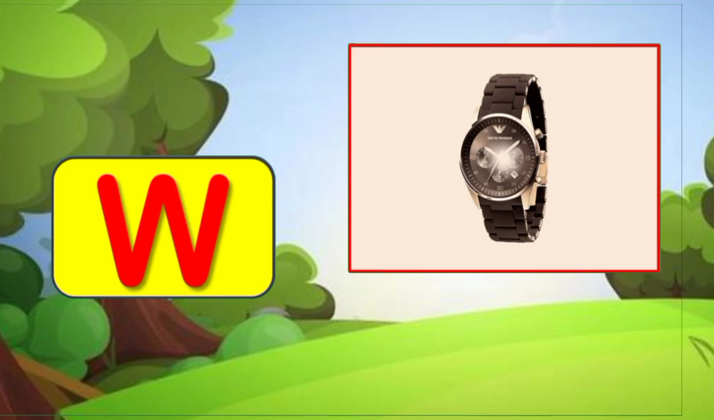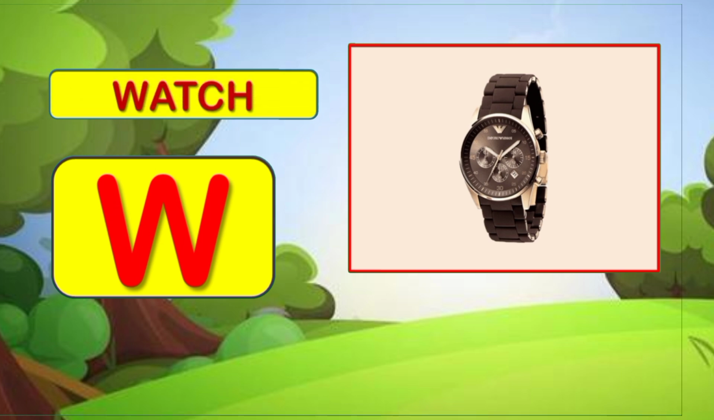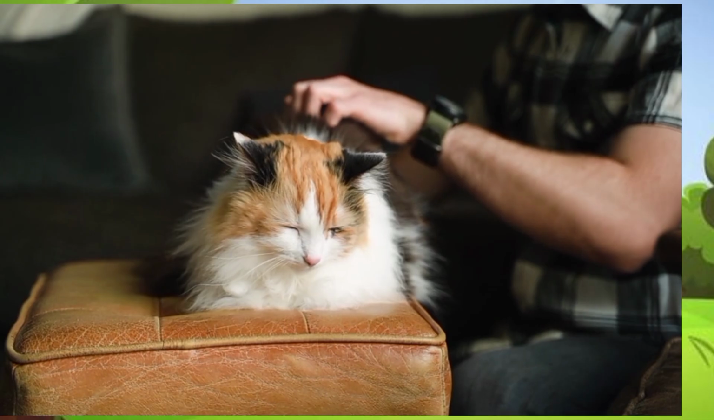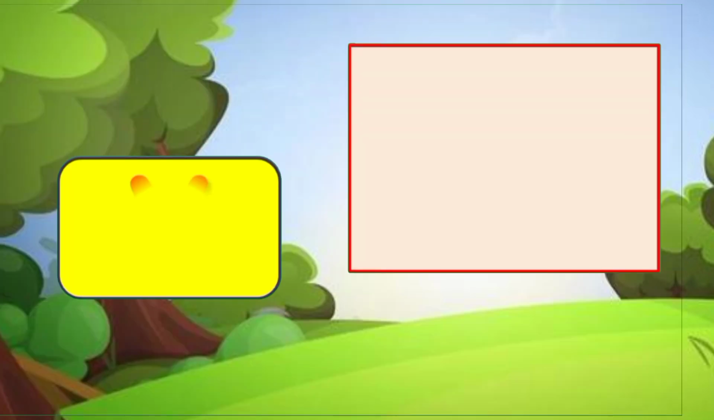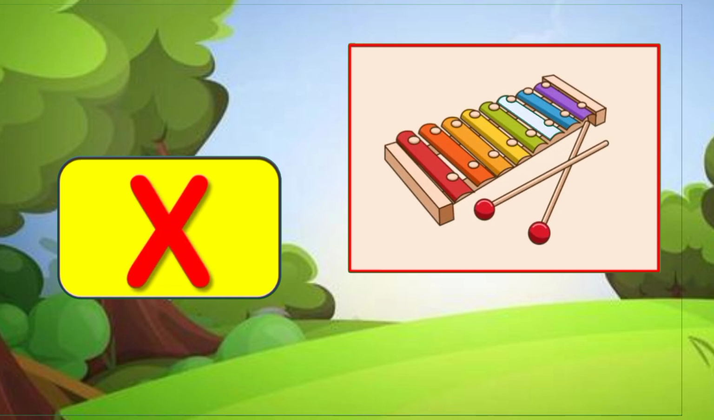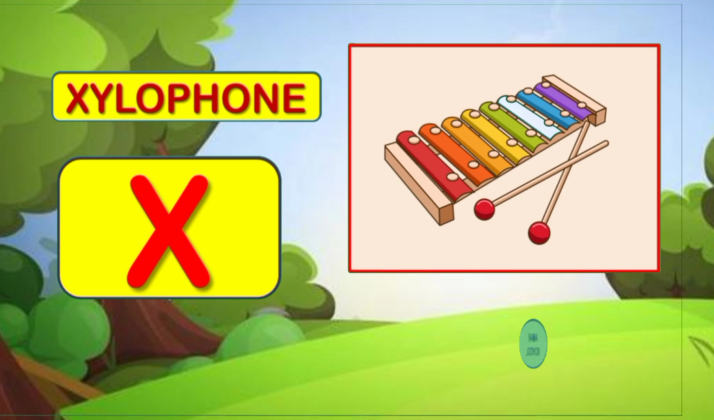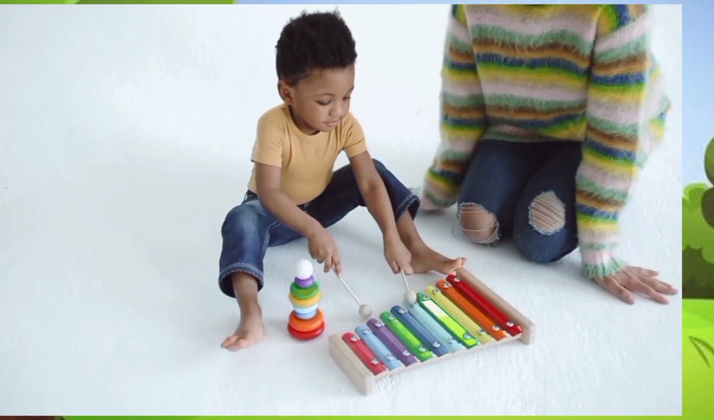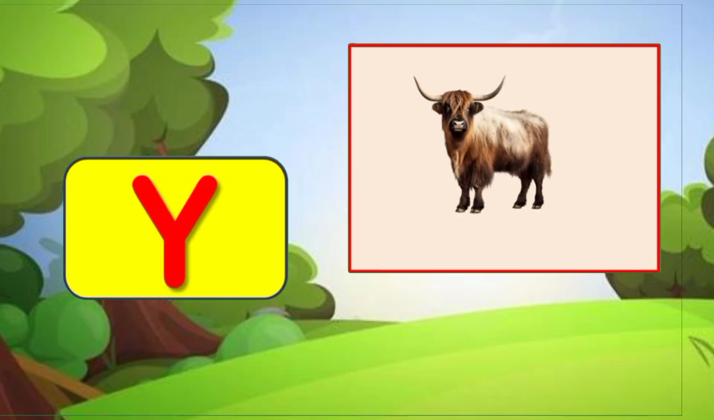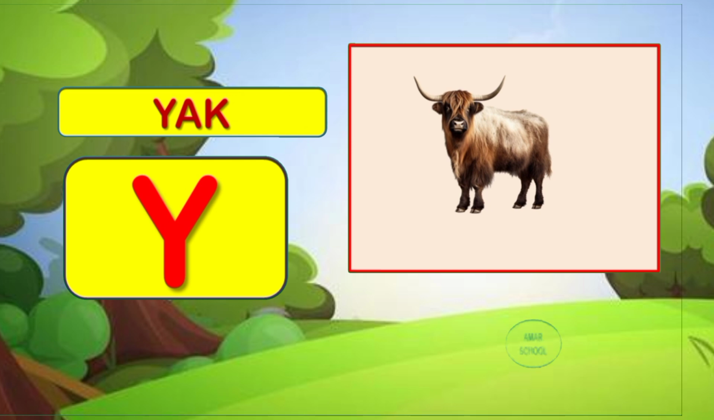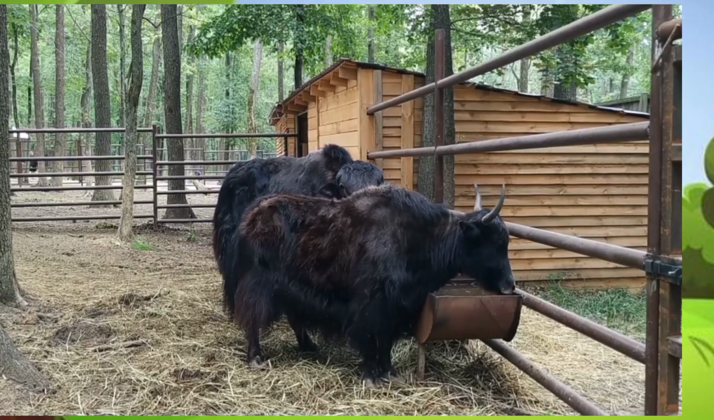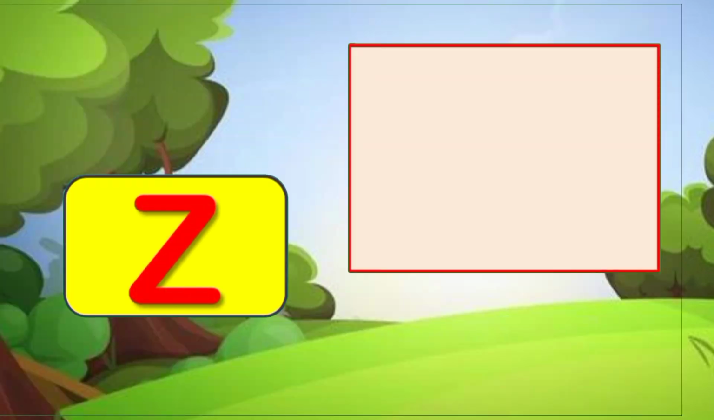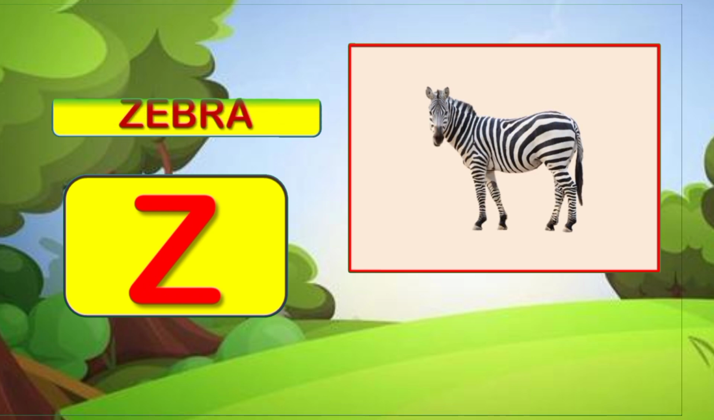W. W for watch. X. X for xylophone. Y. Y for yak. Z. Z for zebra.